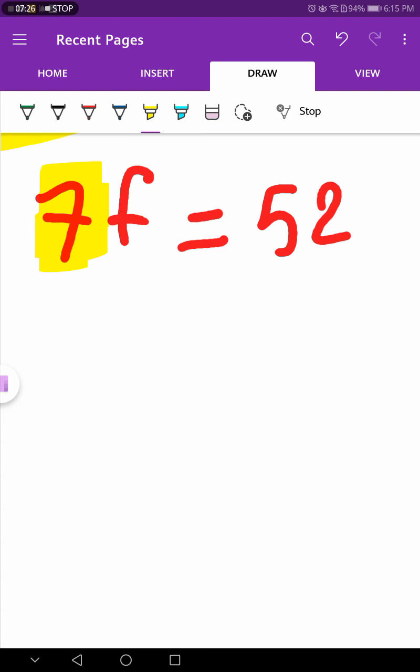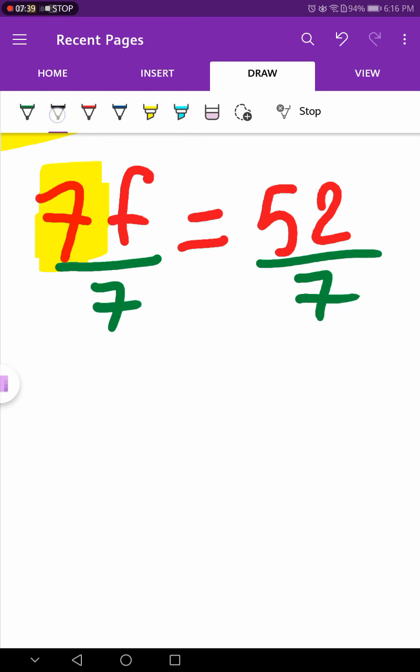So directly, what is the coefficient? It is 7, so divide by 7. Whatever the coefficient is, divide by it. So divide by 7, divide by 7. So the f comes down alone and happy, and we wait to see what will happen here.